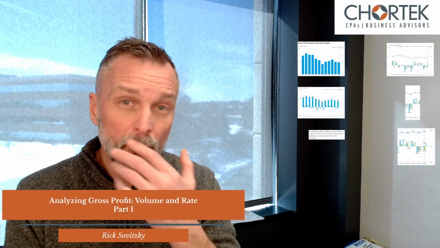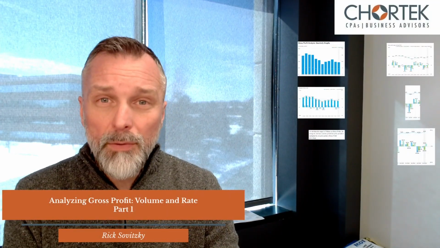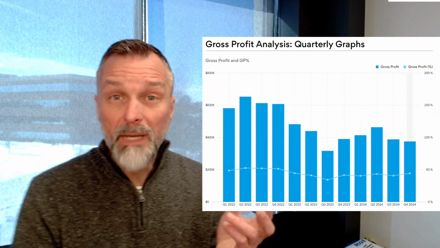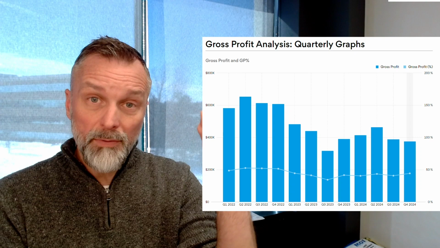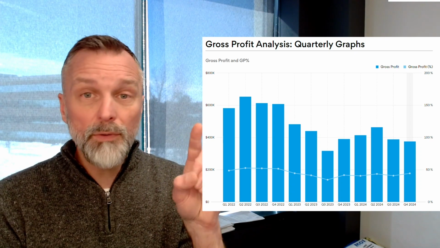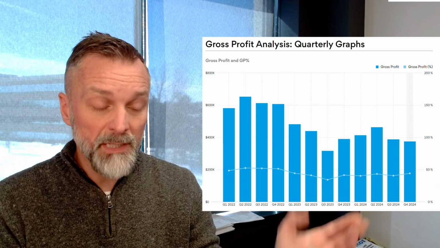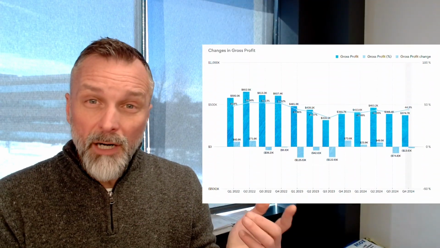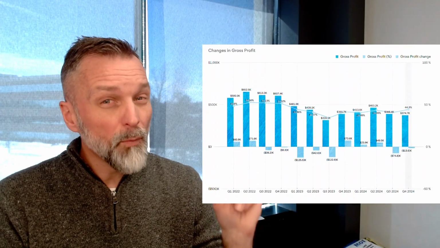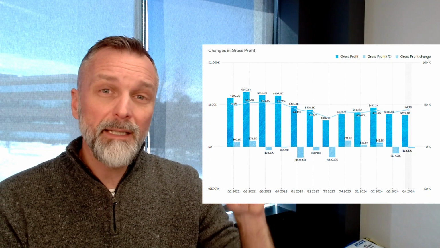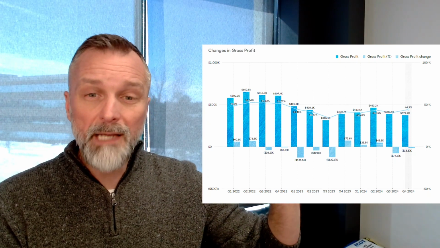What I'm going to do is show you a few charts and walk you through the process and show you the calculations. This first chart is very basic. We're using Fathom to pull from the general ledger just total gross profit and the gross profit percentage, in this case by quarter. Very simple. Next chart is very similar, but one additional piece of information, which is the change in gross profit. That's the lighter blue bar near the x-axis.